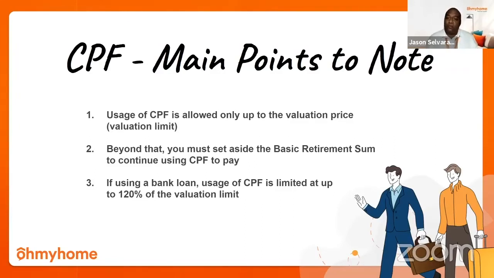And if you want to continue to use your CPF to pay for your housing loan, you would then have to set aside the basic retirement sum. And if you are taking a bank loan, you can only use up to 120% of the valuation limit. To help understand these three main points better, let me elaborate on point number 1.